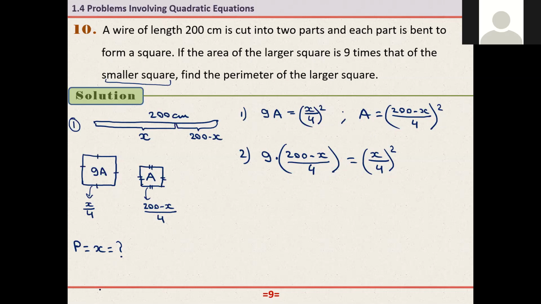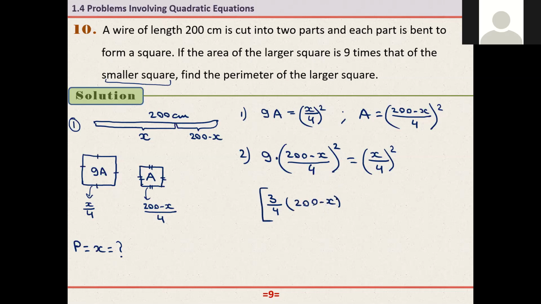We need to work out what x is. Good. We can work it out, but how? Do you think I need to expand this and take it to the left-hand side of the equation? Yeah, okay, that's one method, but I'm going to use a different method here. If I bring this 9 inside the parentheses, what do we have here? Here we have 3 over 4 times (200 minus x), right?